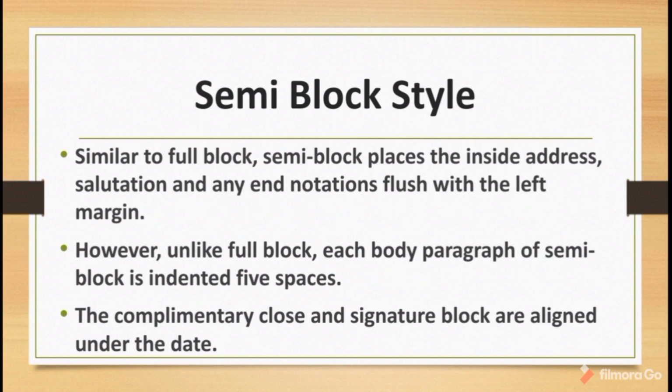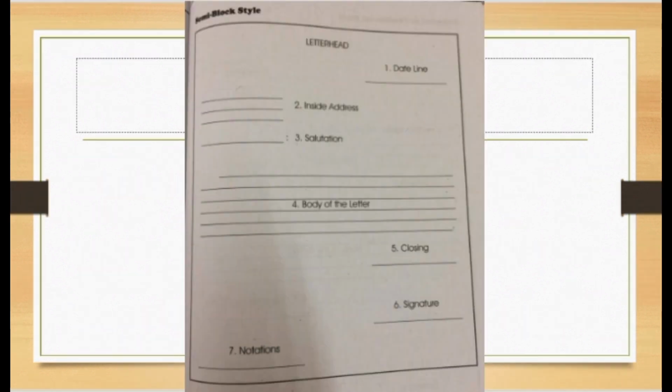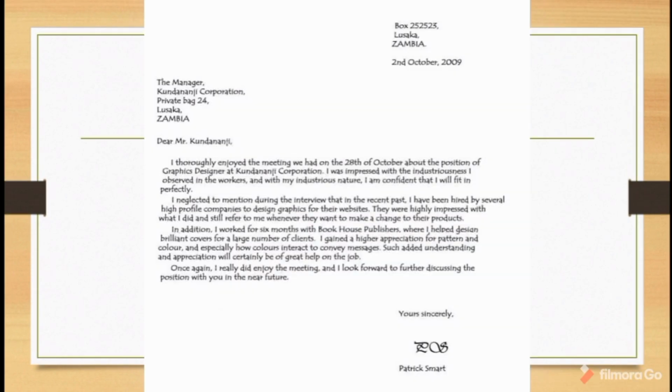Similar to full block, semi-block places the inside address, salutation, and any end notations flush with the left margin. However, unlike full block, each body paragraph of semi-block is indented 5 spaces. The complimentary close and signature block are aligned under the date. Here is the format of semi-block style, and here is the example of semi-block style.